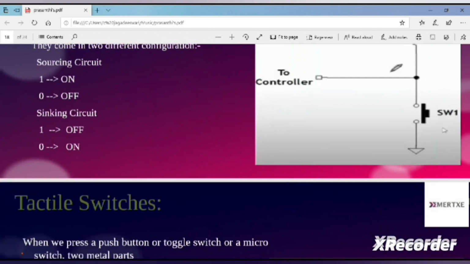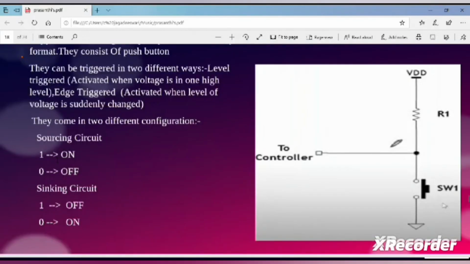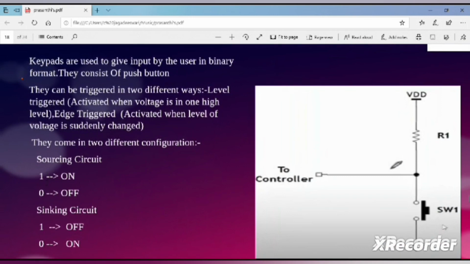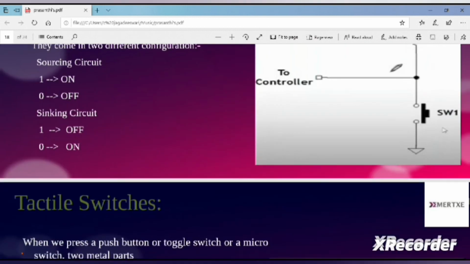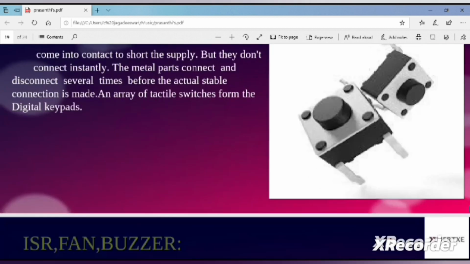Tactile switches. When we press a push button, a toggle switch or a micro switch, two metal parts come into contact to short the supply, but they don't connect instantly. The metal parts connect and disconnect several times before the actual stable connection is made. An array of tactile switches forms the digital keypads.